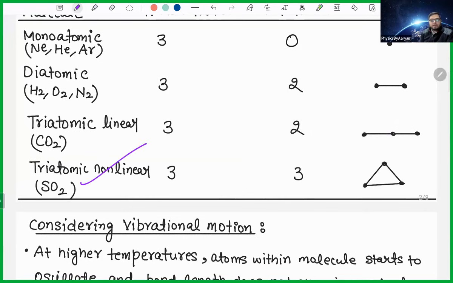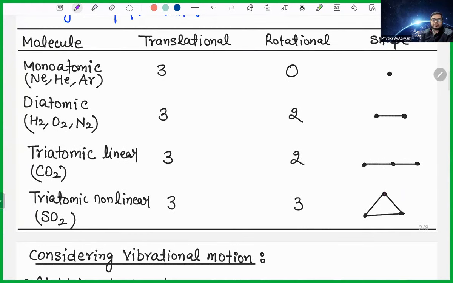And then triatomic non-linear, for example SO2 or H2O. They again have three translational degrees because the molecule can go in any direction, and it has three rotational also because you can rotate around X, around Y, and around Z. So you have three possible rotational degrees of freedom. I hope it is clear how to find degrees of freedom for all four categories.